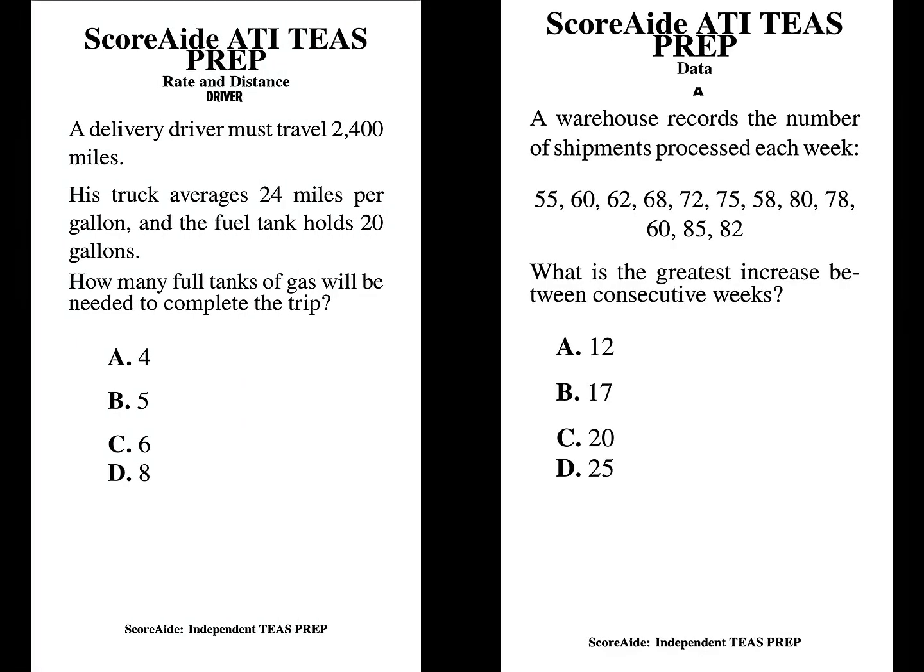A delivery driver must travel 2,400 miles. His truck averages 24 miles per gallon, and the fuel tank holds 20 gallons. How many fuel tanks of gas will be needed to complete the trip? So they've given us an average of what, 24 miles per gallon. So we can use that, get the number of gallons that will be needed for the trip. So we have what, 2,400 miles. So they've given us 24 miles per gallon, right?